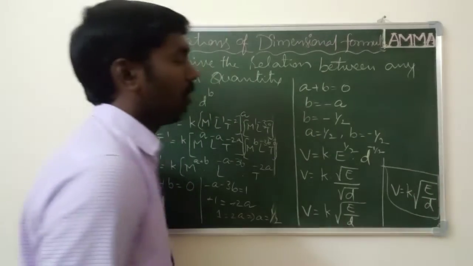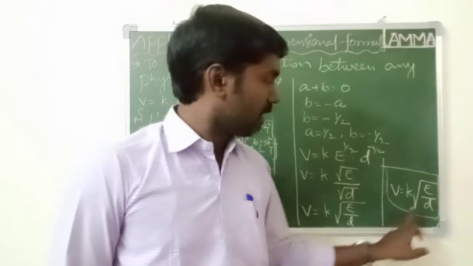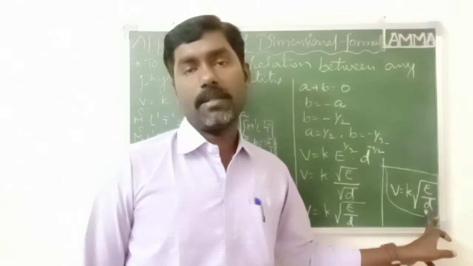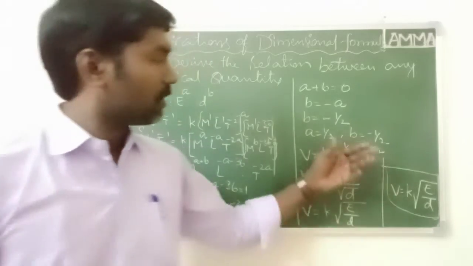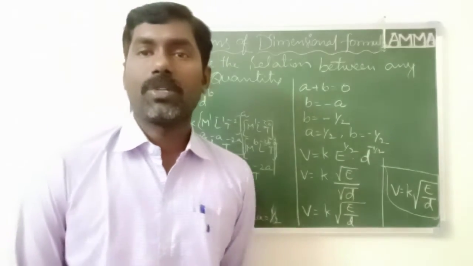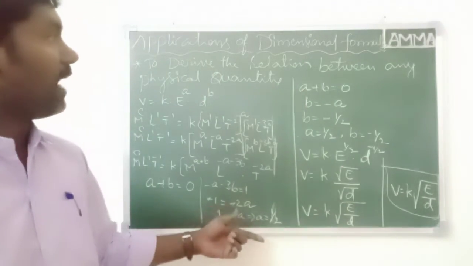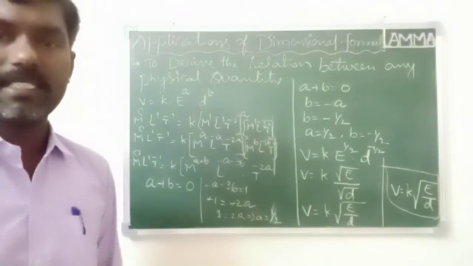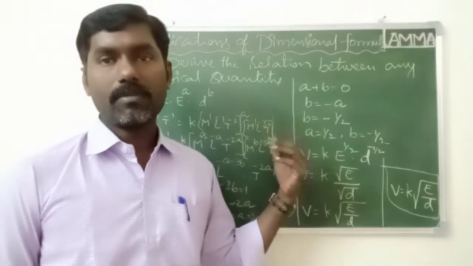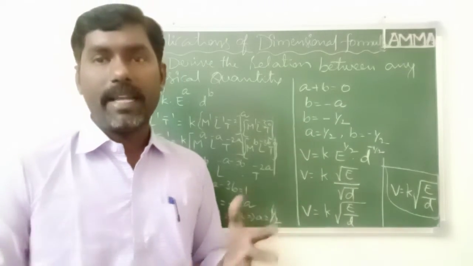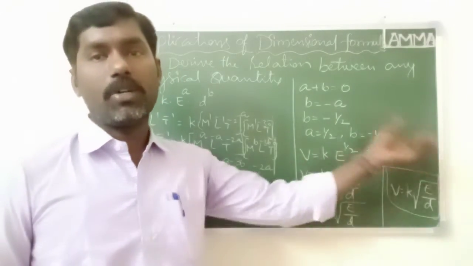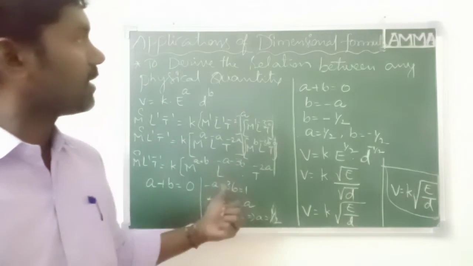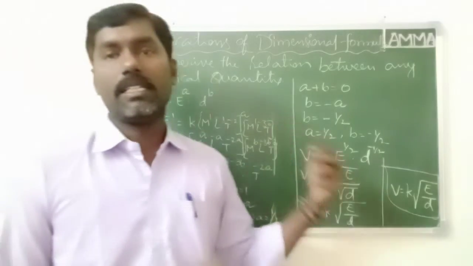This is the relation among the speed of sound in solids, the elasticity of the solids E, and D, the density of the solid medium. Okay students, this is the method, the procedure to find the relation between more than one physical quantity, any physical quantities. And this is a method using dimensional formulas. We can construct the relation among different physical quantities. These are the applications of the dimensional expressions.